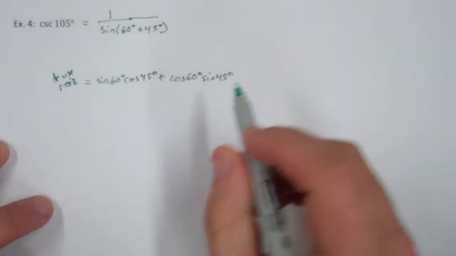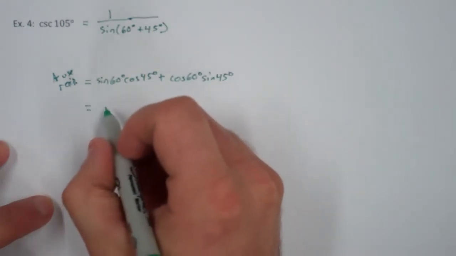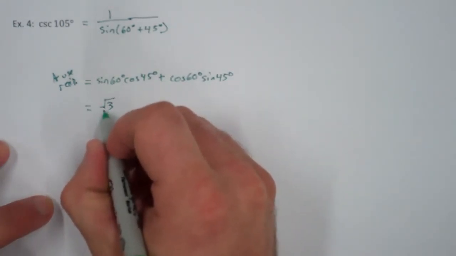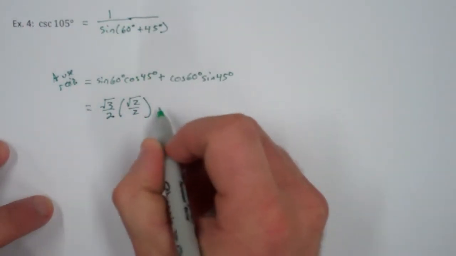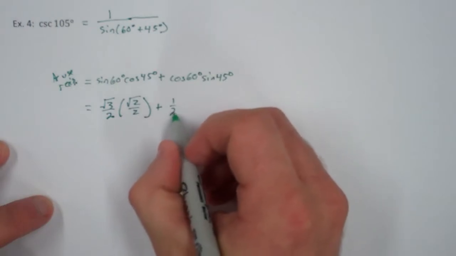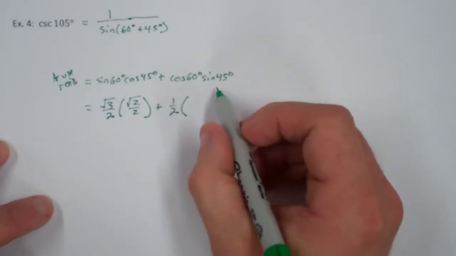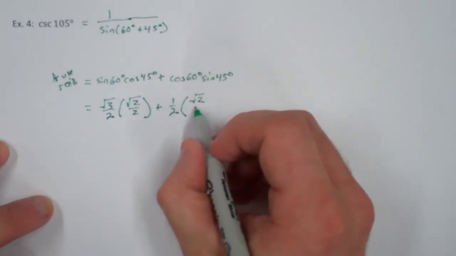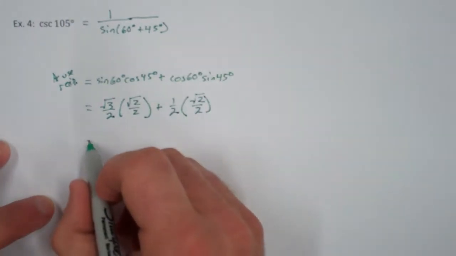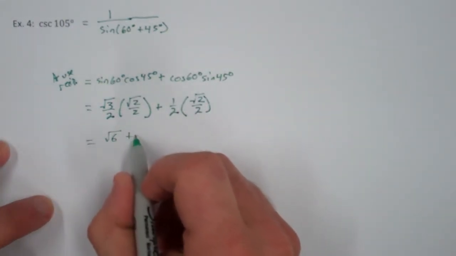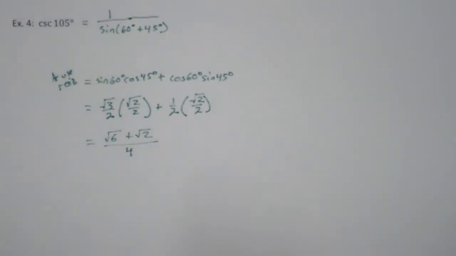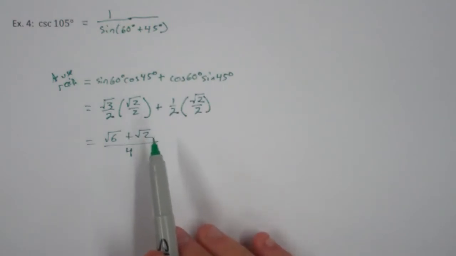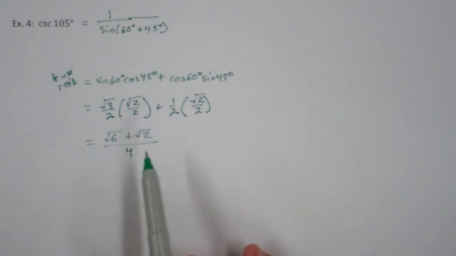So the sine of 60 is root 3 over 2. The cosine of 45 is root 2 over 2. Cosine of 60 would be 1/2. And the sine of 45 would be root 2 over 2. Multiplying this out, we can get root 6 plus root 2 all over 4 eventually. For how to simplify that, if that's Greek to you, then check out examples 1 through 3. 1 and 2, I think we did this exact thing right there.